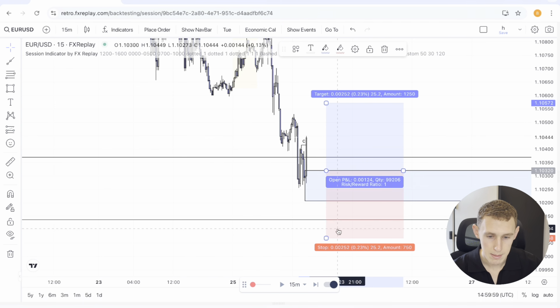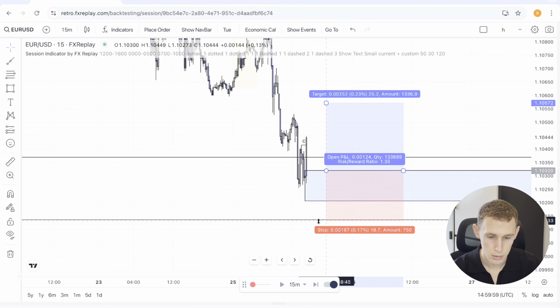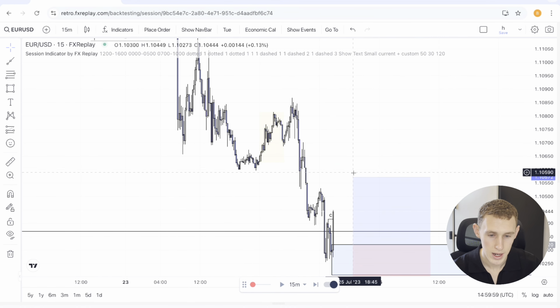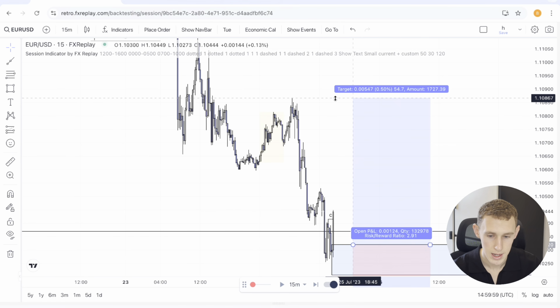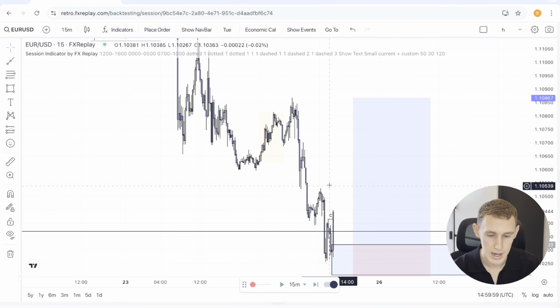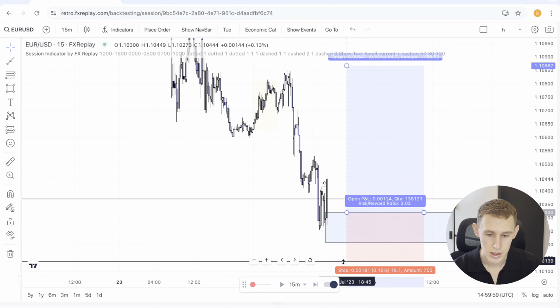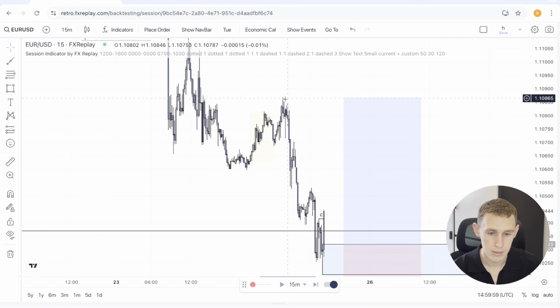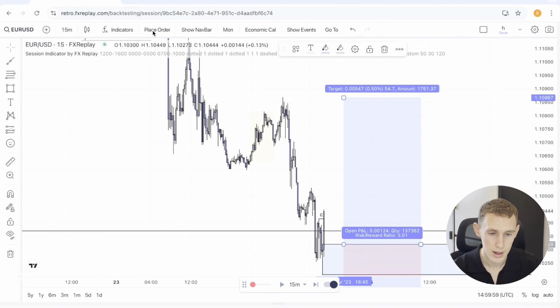So I'm going to set a limit here. I'm going to have stops slightly below that higher time frame demand, and I'm going to have stops slightly smaller so that we can get a 1 to 3 targeting this previous level up here.